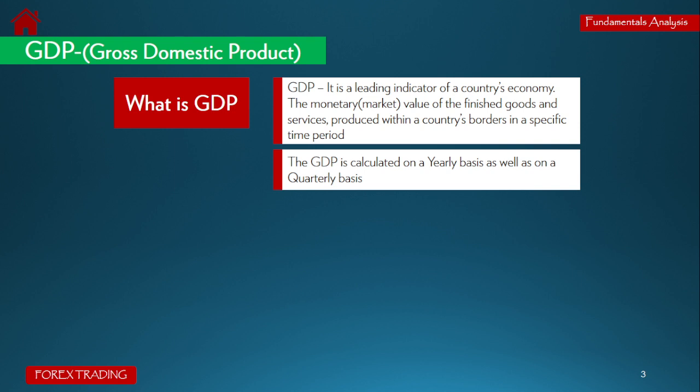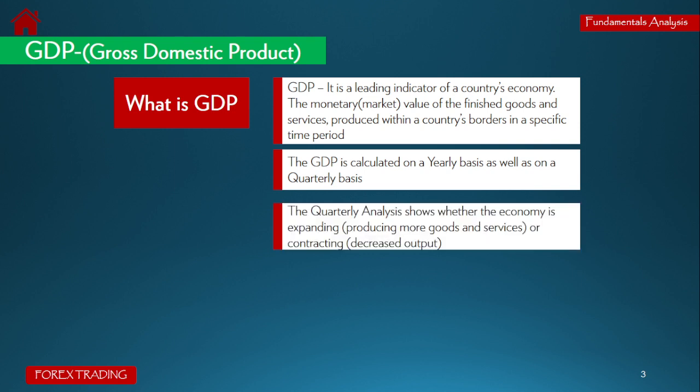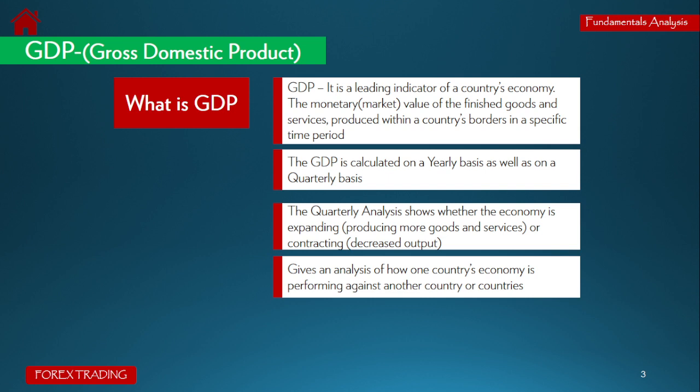The GDP is calculated on a yearly basis as well as on a quarterly basis. The quarterly analysis shows whether the economy is expanding, producing more goods and services, or contracting, decreasing output. It also shows where the economy is heading, whether it is expanding or heading towards recession. And it also gives an analysis of how one country's economy is performing against another country or countries. So GDP is a yardstick where you can compare one country with another.